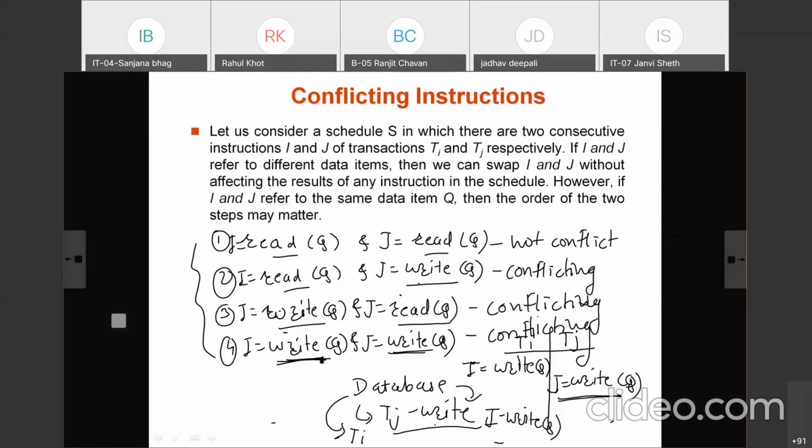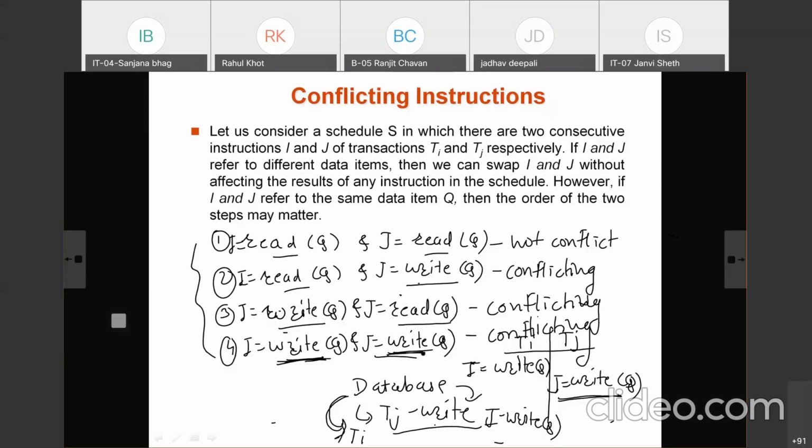And when both are write, here also the sequence is important. We cannot swap because the value stored in the database is the value which is written by the last transaction, which indirectly affects the next read operation. And that's why in this case also it is a conflicting instruction.